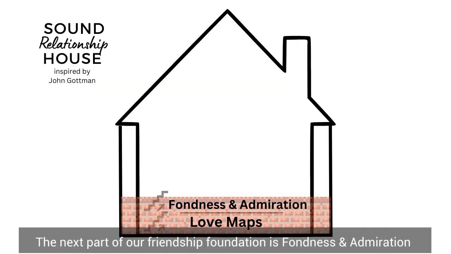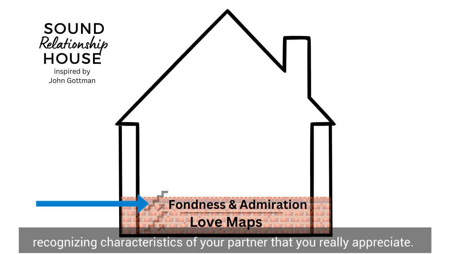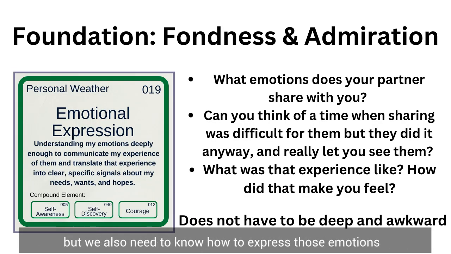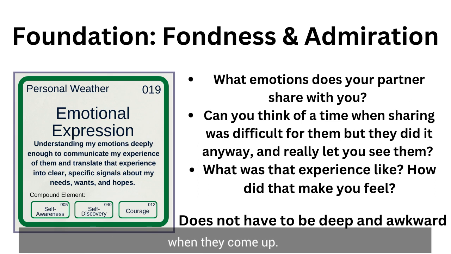The next part of our friendship foundation is fondness and admiration, which is recognizing the characteristics of your partner that you really appreciate. You don't want to just know about your partner, you want to care about your partner and communicate that caring. We all need to work on feeling fondness and admiration and caring, but we also need to know how to express those emotions when they come up.